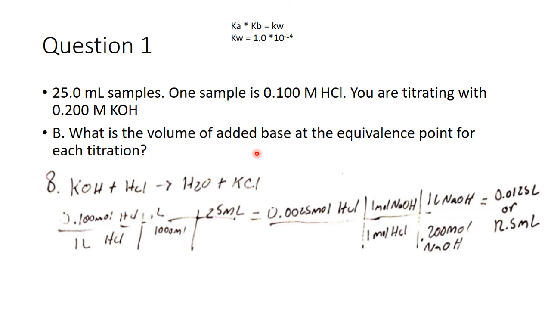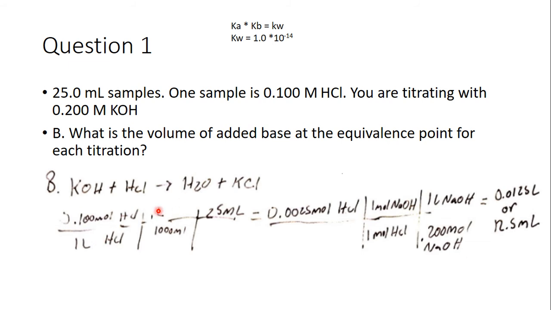What is the volume of added base at the equivalency point for each titration? My base is 0.2 molar potassium hydroxide. The first thing you should do is write a balanced equation. Potassium hydroxide plus HCl makes water and potassium chloride. Then it is just a mole to mole problem. You're just doing chemistry like we learned in Gen Chem 1. So I start with 0.100 mole HCl in 1 liter, or 1 molar.